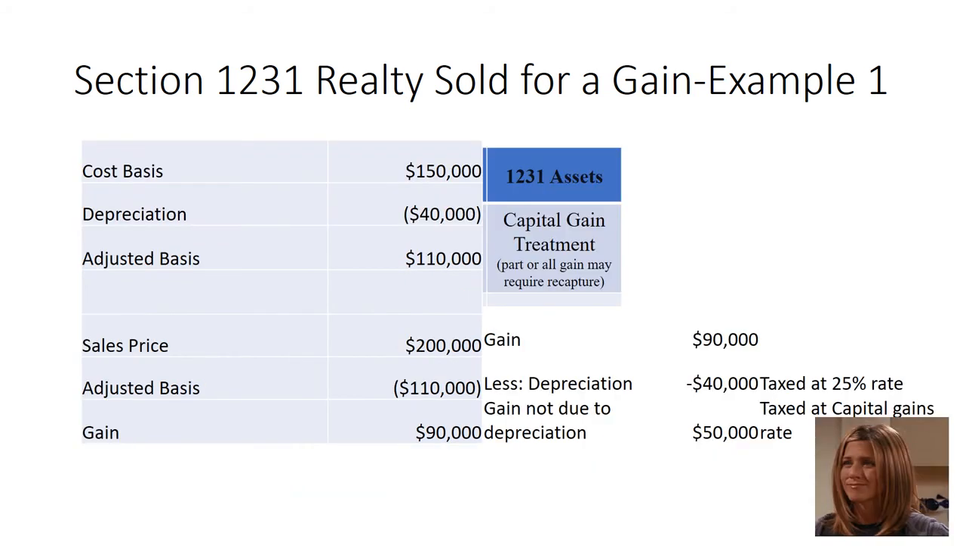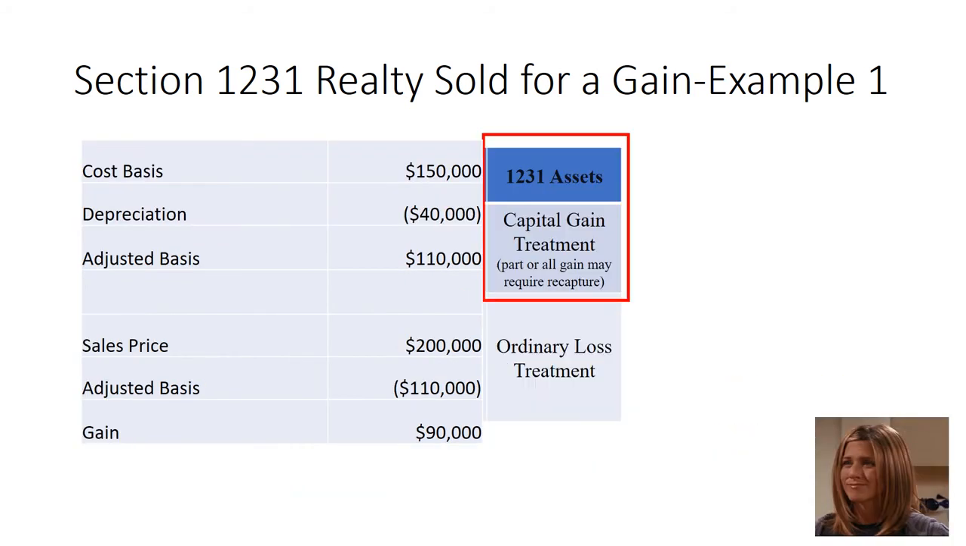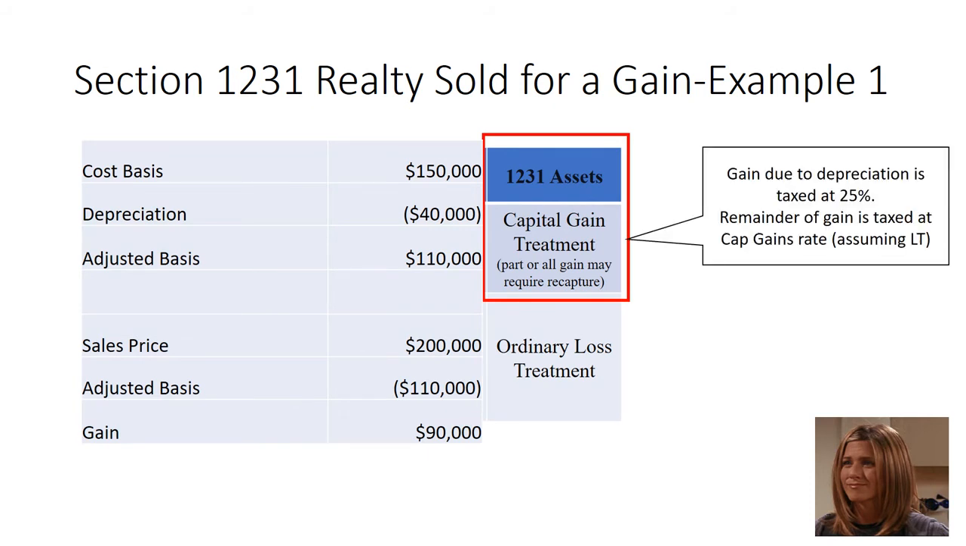Well, okay, so we've got this capital gain treatment, which we've talked about before, but part or all of the gain may require recapture. So this is something kind of new. What that means is that the gain due to depreciation is taxed at 25%. The remainder of the gain is taxed at the capital gains rate, assuming it's long term, which of course here it is. So what is the gain due to depreciation?